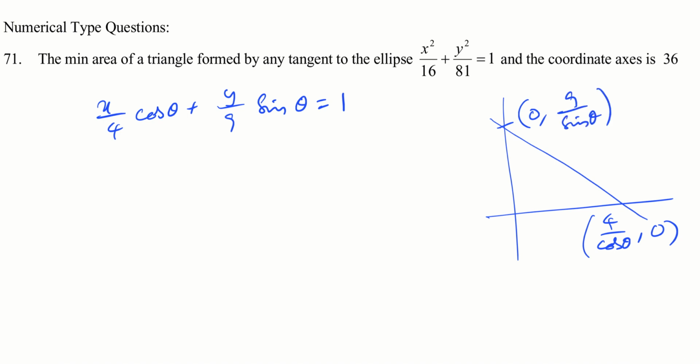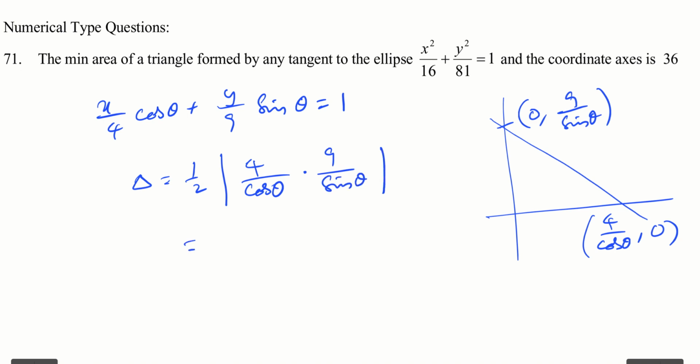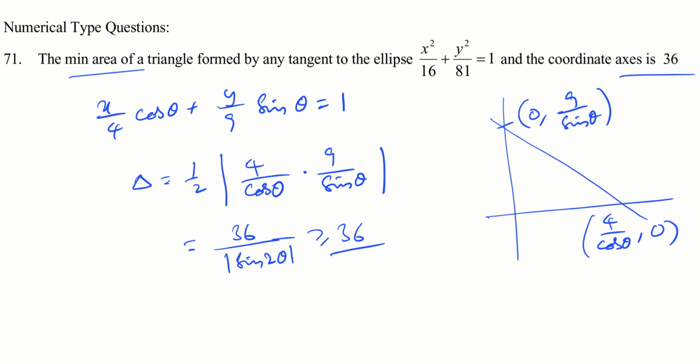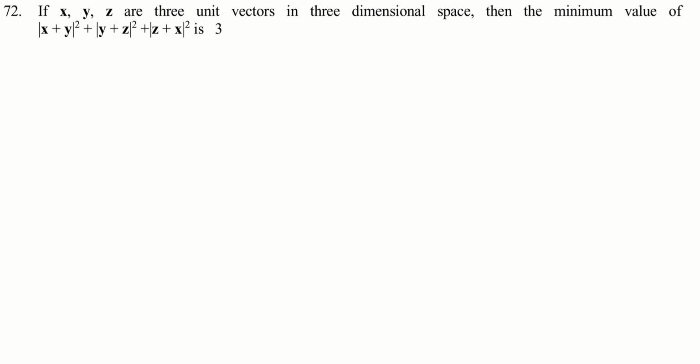Therefore, the area of the triangle is nothing but half into mod AB, 4 by cos theta into 9 by sin theta. So I am getting 36 by mod sin 2 theta, which is obviously greater than or equal to 36. Therefore, the minimum area is obviously greater than or equal to 36. You see, in real numbers we have this.